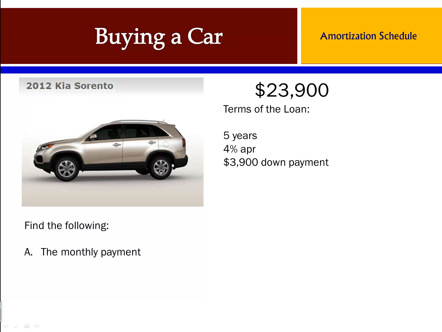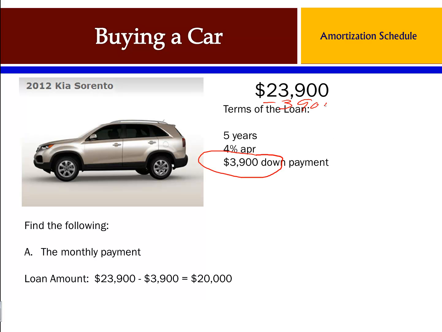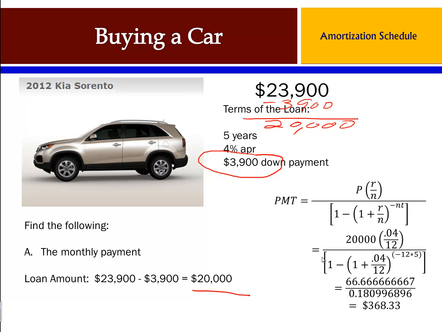So first, let's start with the monthly payment. And to do that, we have to find the amount that we're going to borrow, or the amount of the loan. So we need to subtract our down payment of $3,900 from the amount that we have to borrow, and that gives us a $20,000 loan. And we have to use our payment formula, and this is the same payment formula that we use when we're calculating the payment for a house that's being amortized over a certain number of years with a fixed payment.